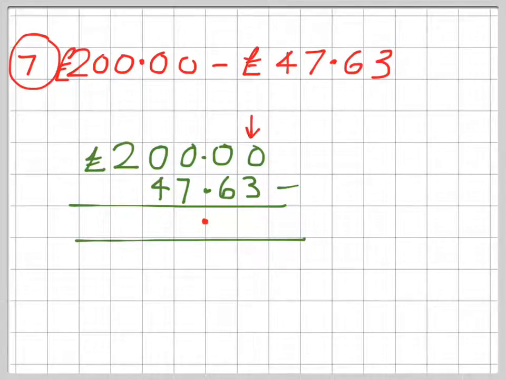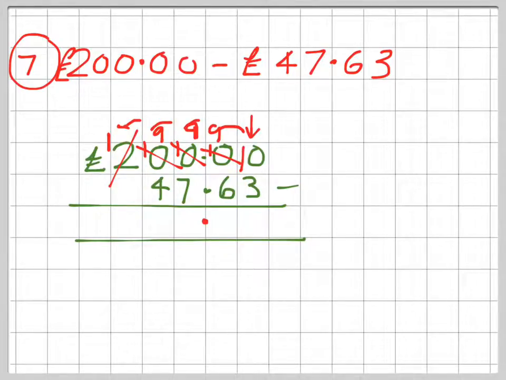We can't do it, so we can't do anything in this column, or this column, or this column. We have to go all the way across to the 2. We take one of those from the 2 and we swap it for 10 of these. Cross that off as we take one away to swap it for 10 of these. Cross that off as we take one away to swap it for 10 of these. Cross that off as we take one away to swap it for 10 of those.